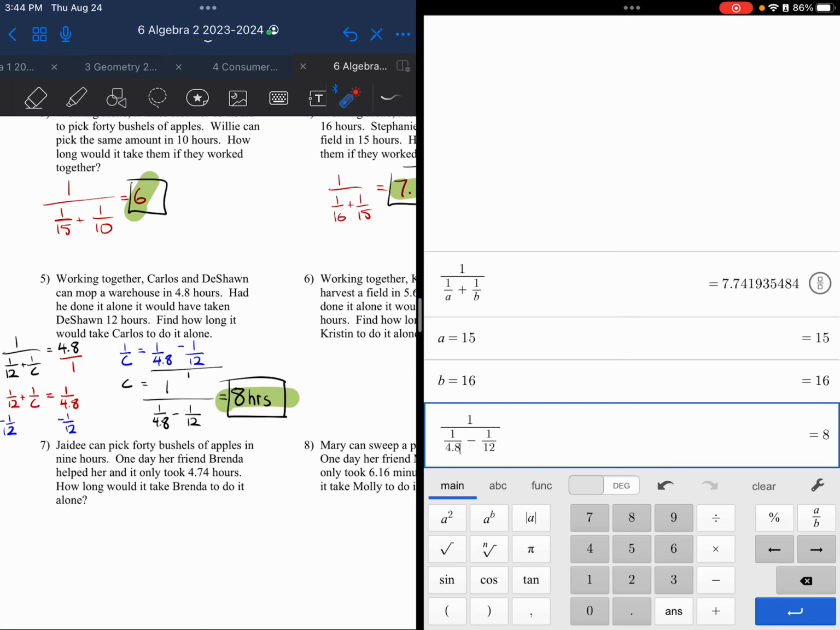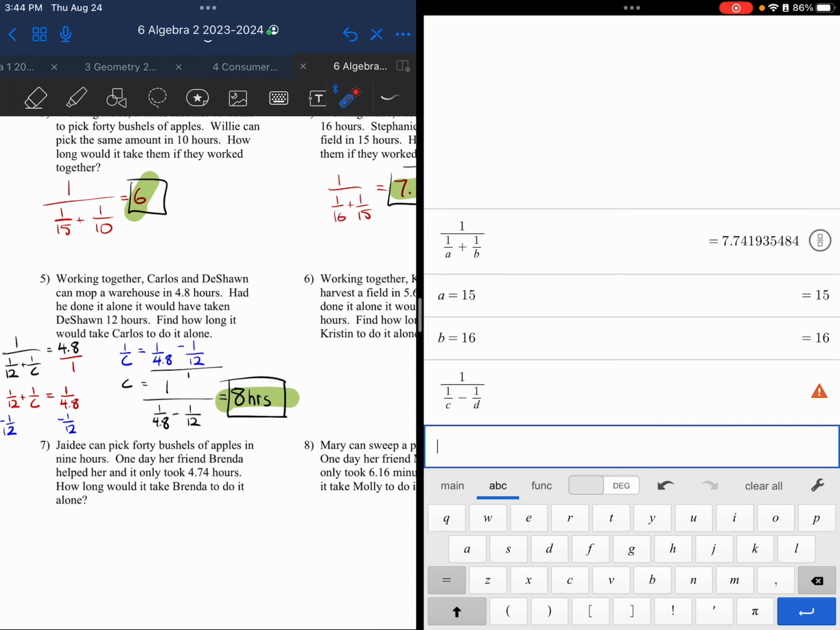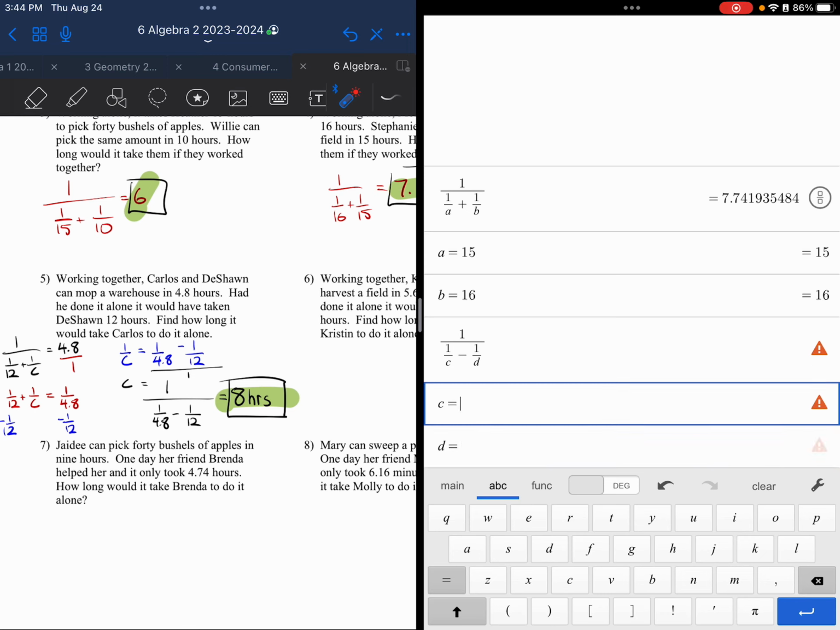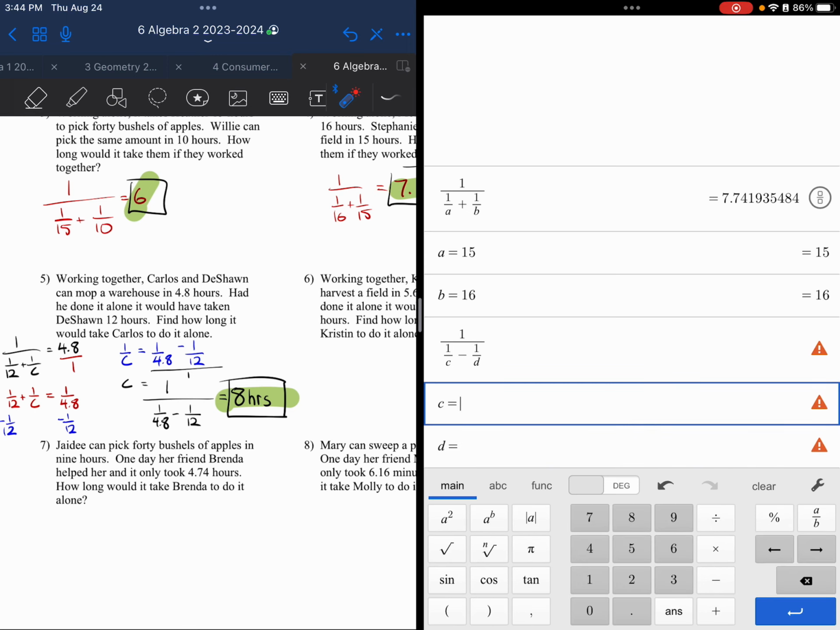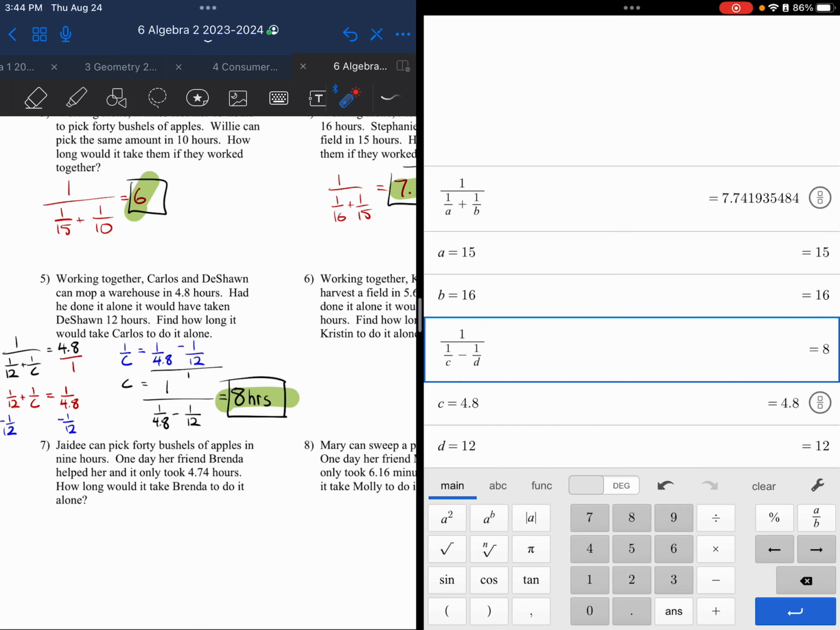I'm going to get rid of this 4.8. I'm going to call this the letter C. I'm going to get rid of this 12, and I'm going to call that letter D. And I can set up my variables so that C is equal to a number, and D is equal to a number. What numbers were they? Well, one number was 4.8. That's the together rate. And D is always the individual rate, and D is going to be 12. And you'll see up above on this line up here, we get 8 hours.